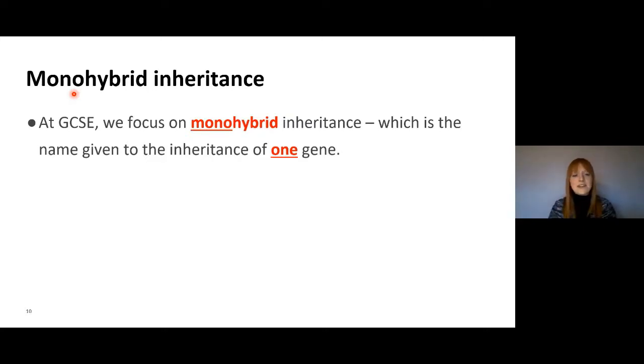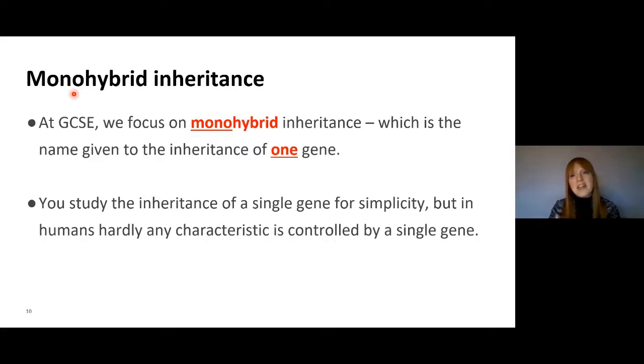So at GCSE, when you go on to A-level, it's a bit different. But at GCSE, we focus on monohybrid inheritance, which is the name given to the inheritance of just one single gene. And the reason for that is to make it a bit more simple, so that it's easier to understand, we talk about inheritance of a single gene.